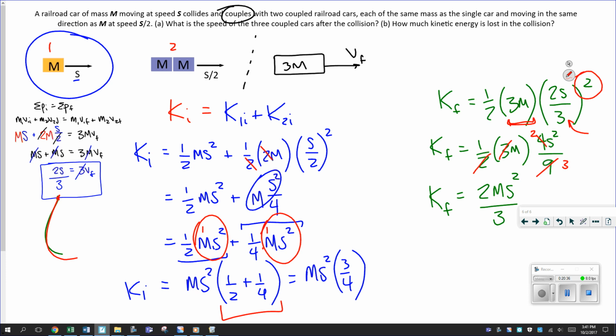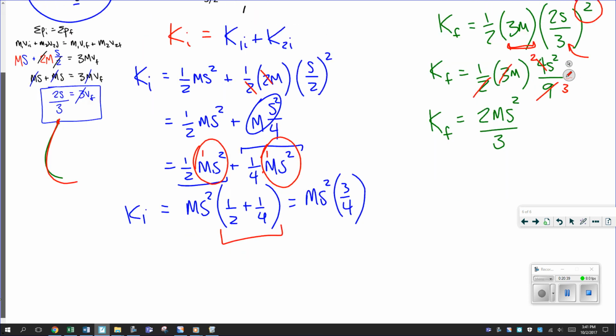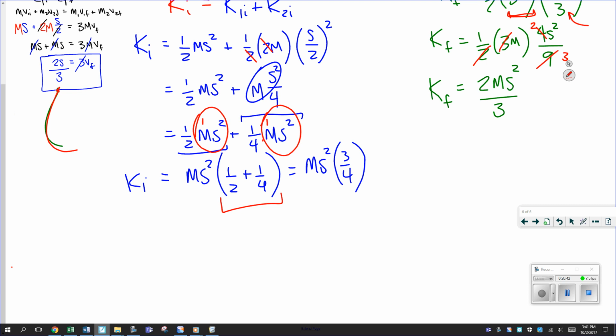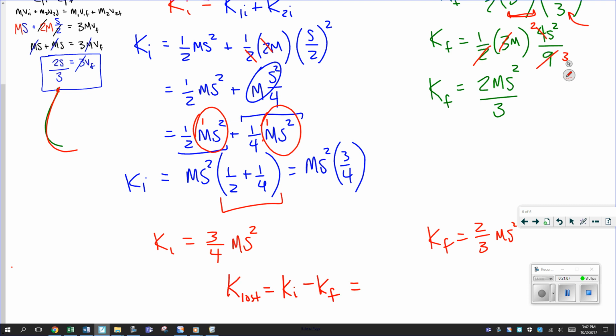All right, so here's what we have. We have a K initial of 3/4 m s squared. We have a K final of 2/3 m s squared. So how much kinetic energy was lost? Well, the difference. K lost is K initial minus K final, which is 3/4 m s squared minus 2/3 m s squared.